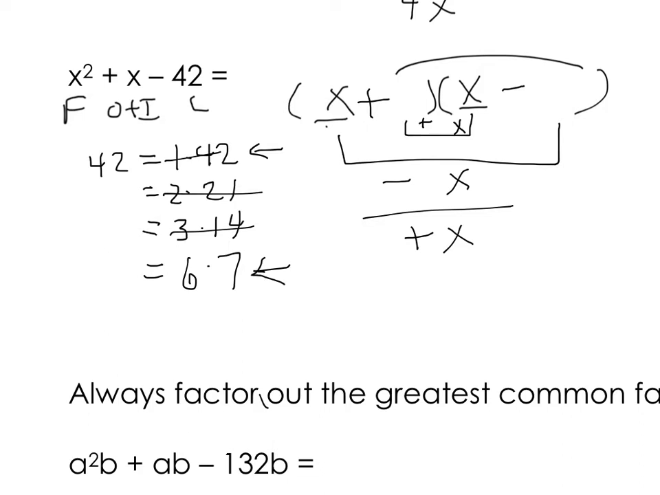Now if we put this 6 here and the 7 here, that gives us plus 6x minus 7x. That's not positive x. That's a negative x. We have the right number, negative 1x, but the sign is wrong. That means we have the right numbers, but our signs are wrong. So let's make this a negative and this a positive.